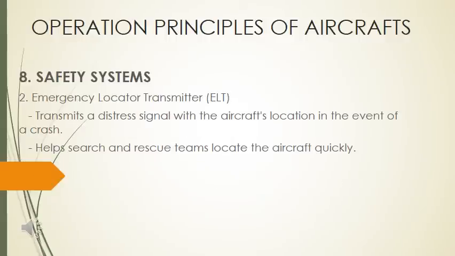Emergency locator transmitter, ELT. It transmits a distress signal with the aircraft location in the event of a crash. I believe I mentioned this before. It also helps search and rescue teams locate the aircraft quickly.